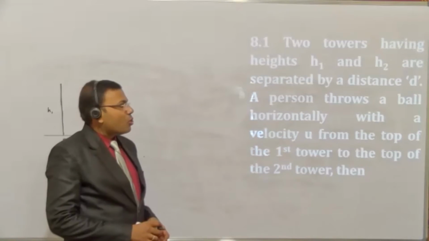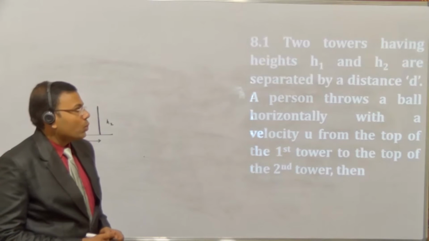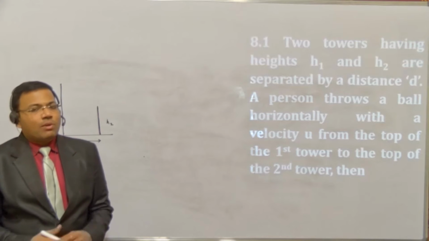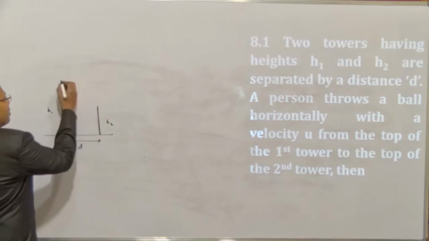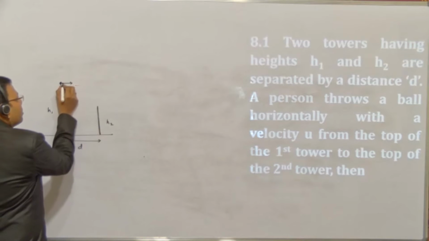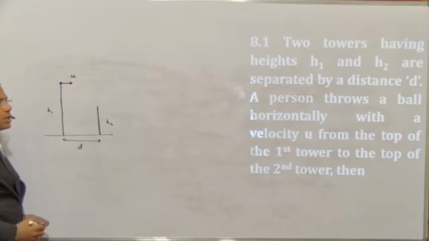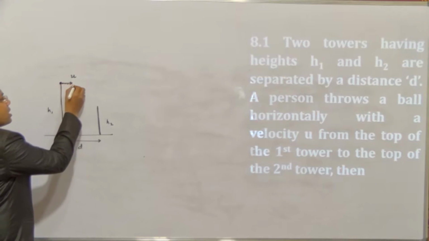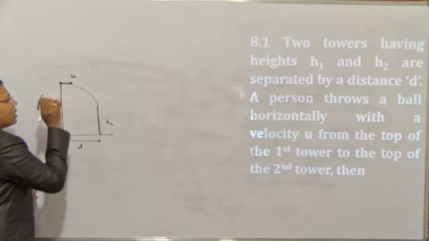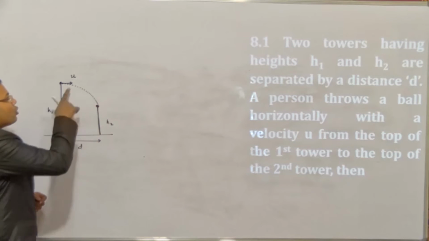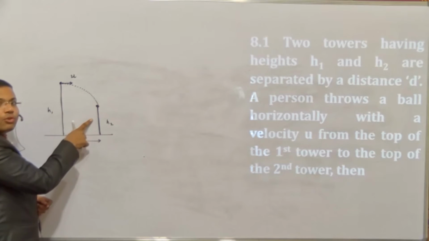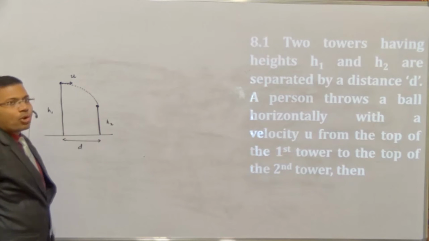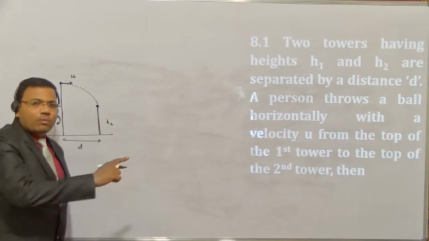A person throws a ball horizontally with a velocity u from the top of the first tower to the top of the second tower. Then we have to find the condition. The person is throwing one object with a velocity u, and it has to reach exactly on the second tower. It should not fall before this point, and it should not fall after this one. Exactly, it has to reach at this point.